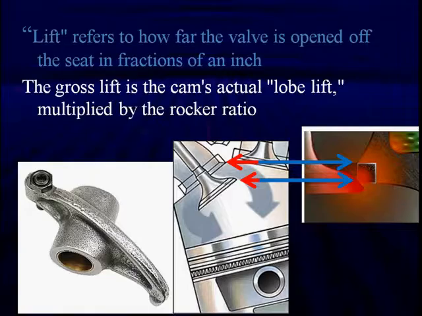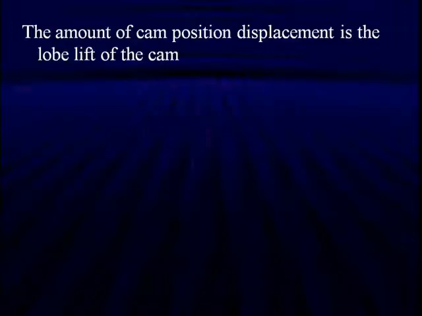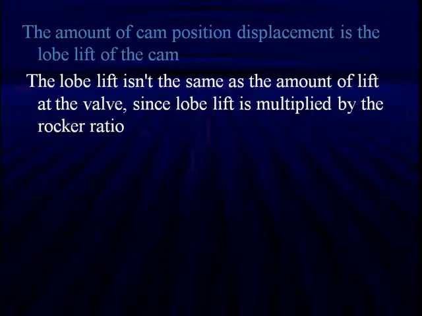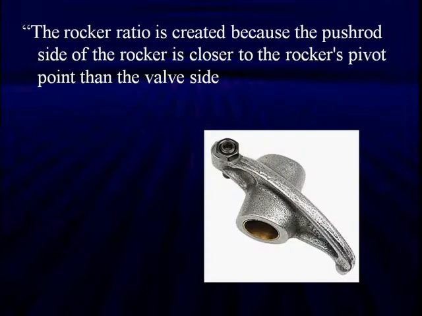The gross lift is the CAM's actual lobe lift multiplied by the rocker ratio. Let's talk about that rocker ratio in lift. The amount of a CAM's position displacement as it rotates up on the CAM lobe is the lobe lift of the CAM. That's the displacement in millimeters or in inches. The lobe lift is not the same as the amount of lift at the valve, since lobe lift is multiplied by the rocker ratio. The rocker ratio is created because the push rod side is closer to the rocker's pivot than the valve side. You have a longer arm on the right than you do on the left. This gives you a ratio.